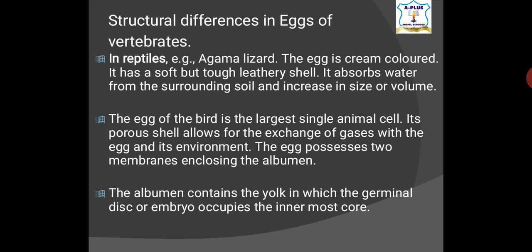The egg possesses two membranes enclosing the albumen. It possesses two membranes that enclose or safeguard the albumen. The albumen contains the yolk, in which the germinal disc or embryo occupies the innermost core.